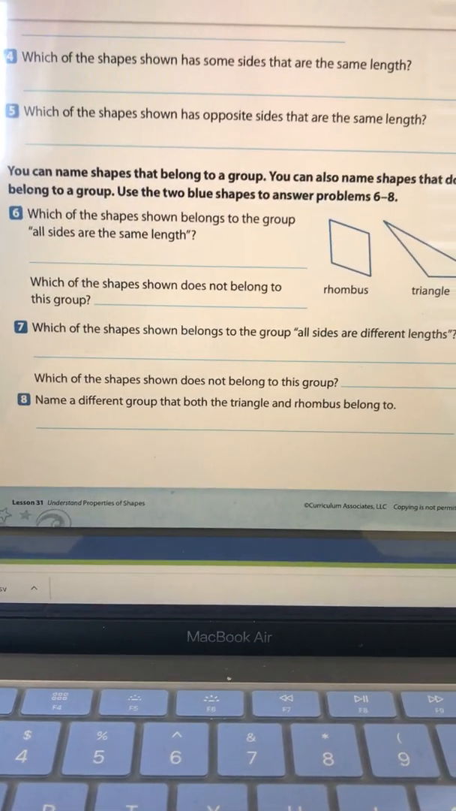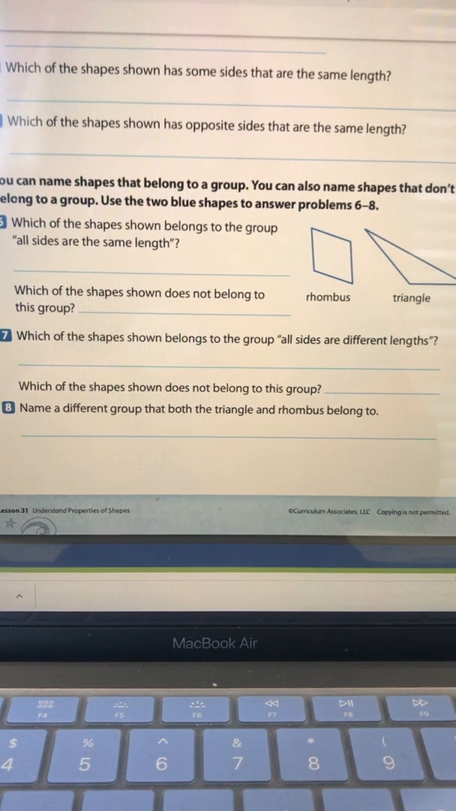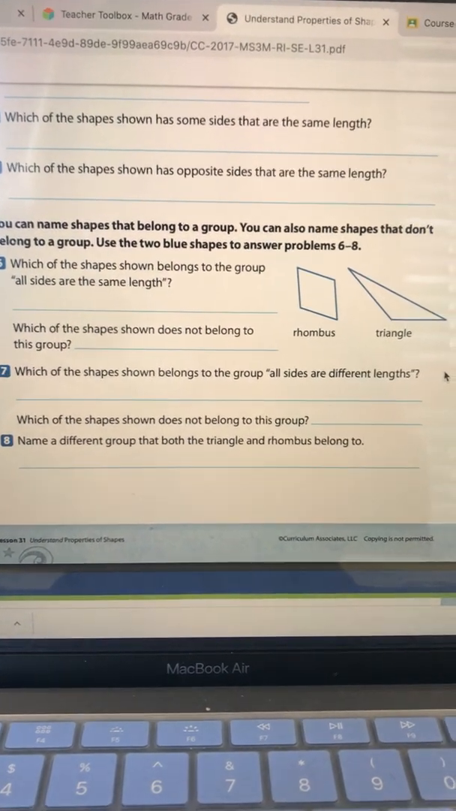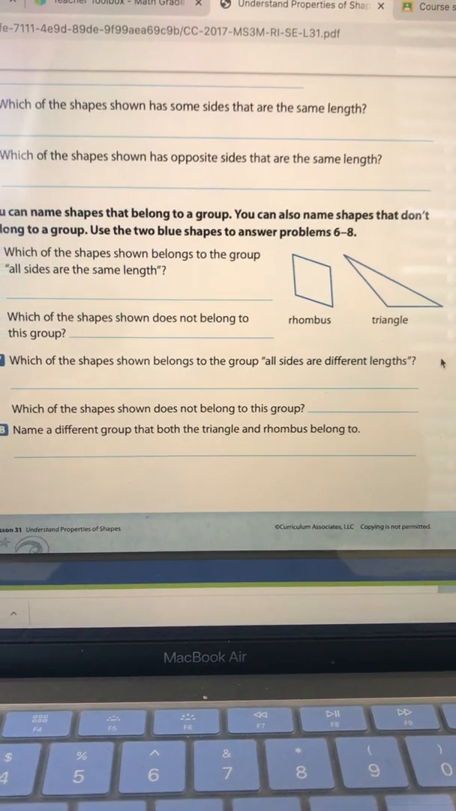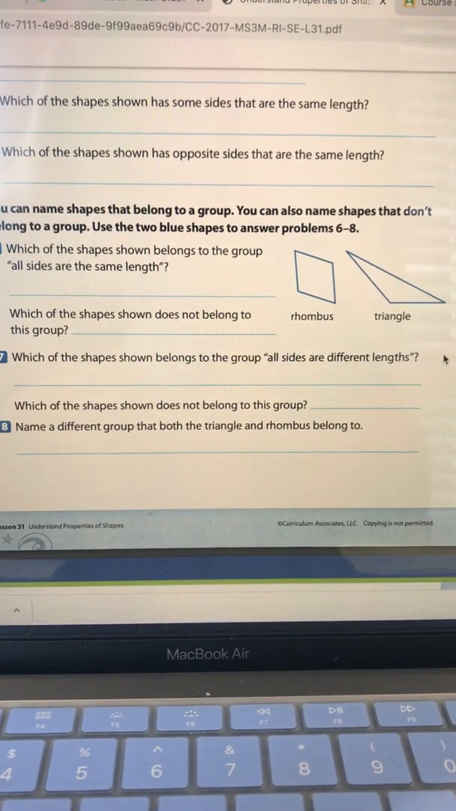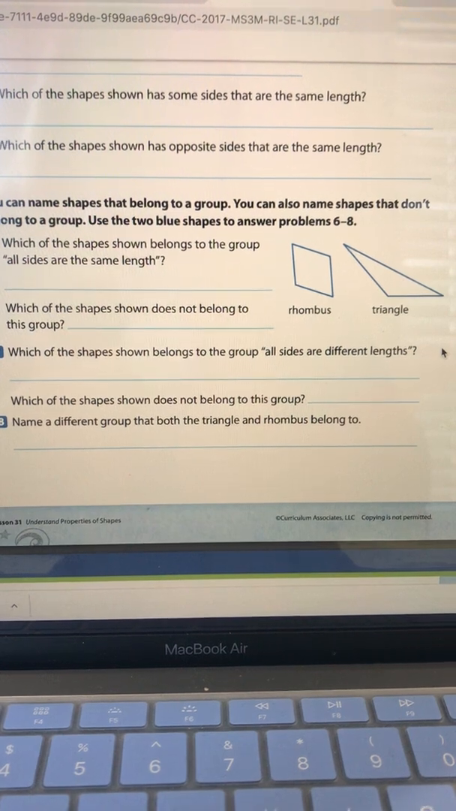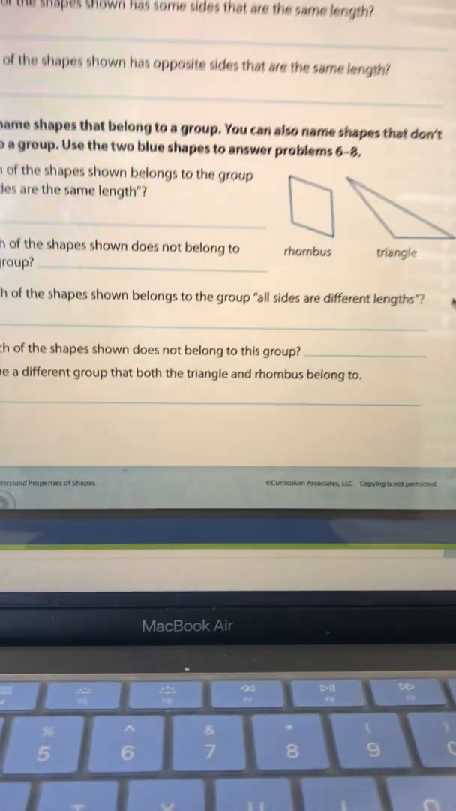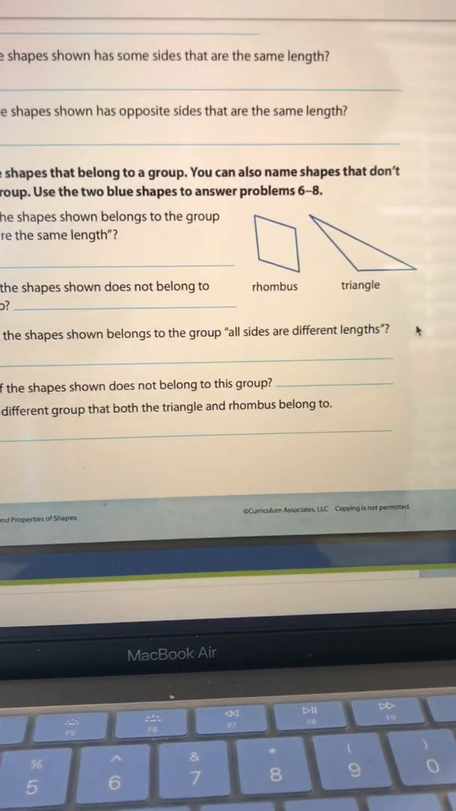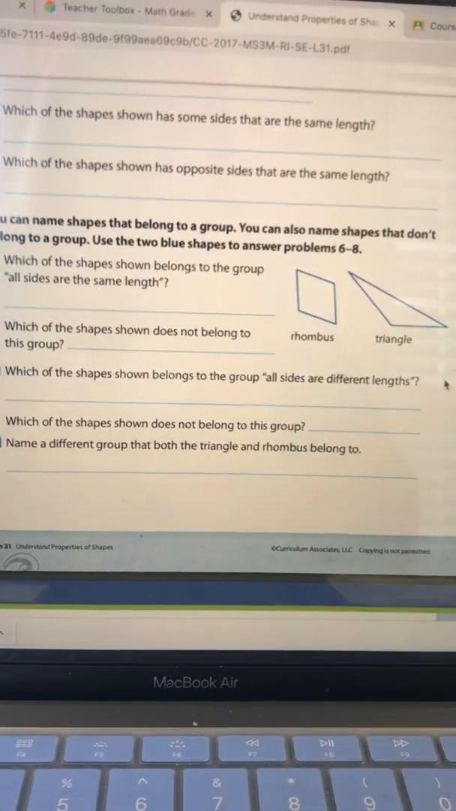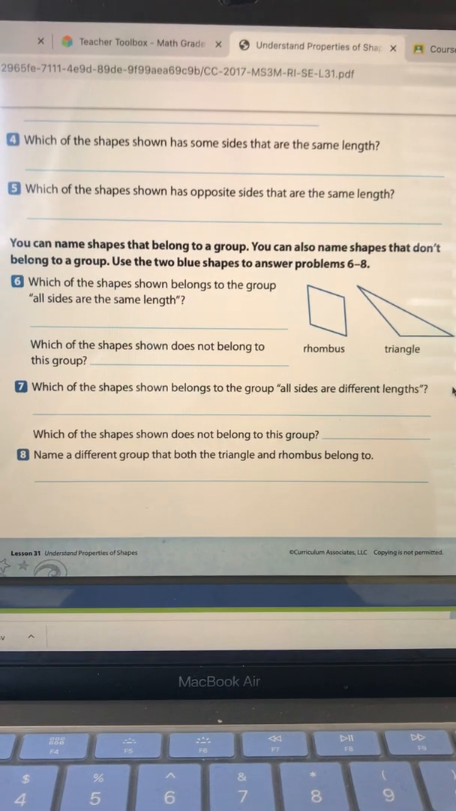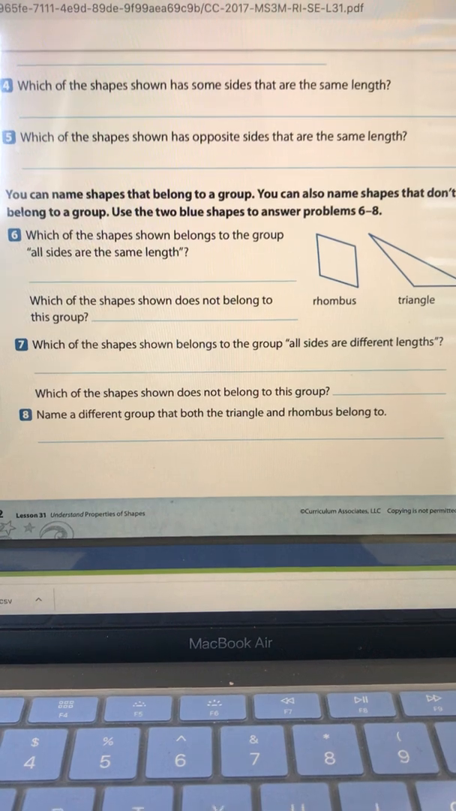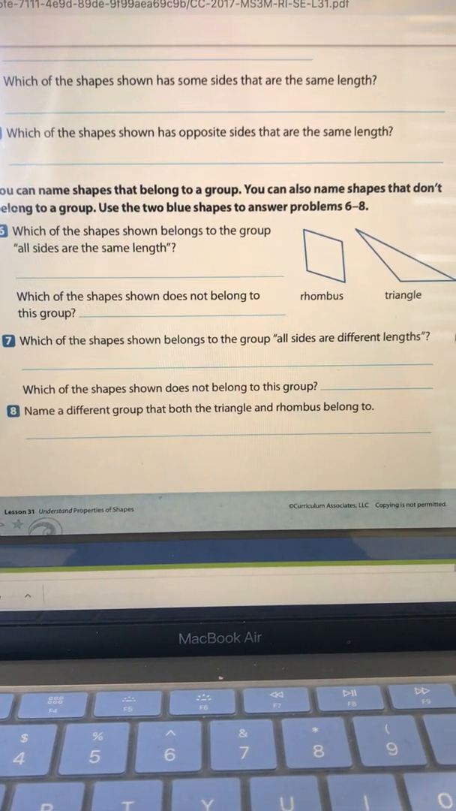Number 8, name a different group that both the triangle and the rhombus belong to. What have we learned and put in our interactive notebook that both of these shapes would belong to? They're both polygons. Remember, polygons, because polygons have straight sides and polygons cannot have any openings. And both of those shapes have straight sides with no openings, so we could put them in the polygon group.